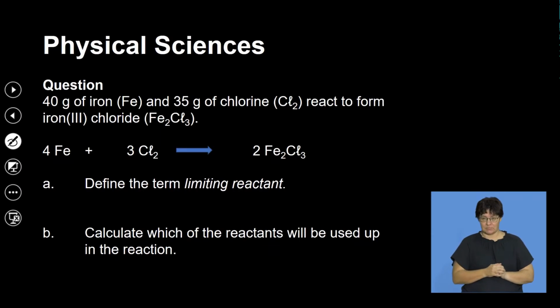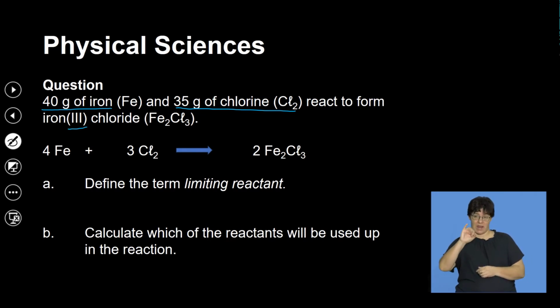Now we have 40 grams of iron metal and 35 grams of chlorine. These are the quantities in terms of mass that are given. These two react to form iron(III) chloride. This is very, very important in terms of chemical formula. Iron(III), because iron is a transition metal, simply tells us that in this ionic compound, iron has an oxidation number of 3+.